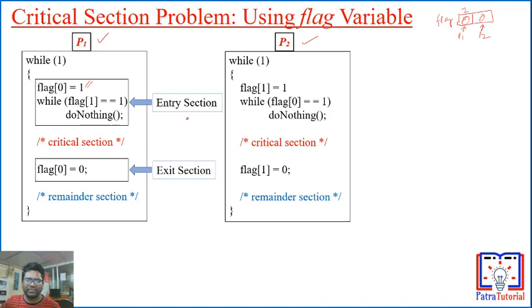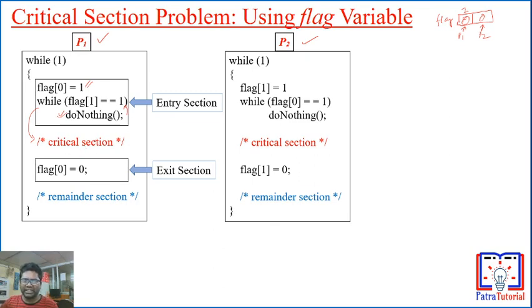Now it will check while flag of 1 is equal to 1 or not. That means it is checking whether the second process is interested or not. If it is also interested, then it will create a problem. But right now the value of flag of 1 is 0, which means it is not interested. So the condition is false, and it will come out of this while loop and enter into the critical section. While this condition is true, it will do nothing and keep rotating here only. Now p1 can easily enter into the critical section.